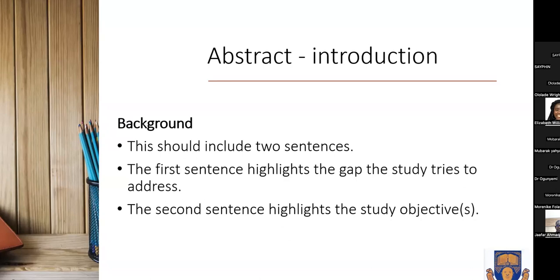When we look at the abstract, there are 2 things you look for in the background. A sentence that highlights the gap in terms of the study you are writing. What is the gap? It's just a sentence. 2 sentences are too much. 1 sentence that highlights the gap, and the second sentence highlights your study objectives. Those are the 2 pieces of information we're looking for in the background.